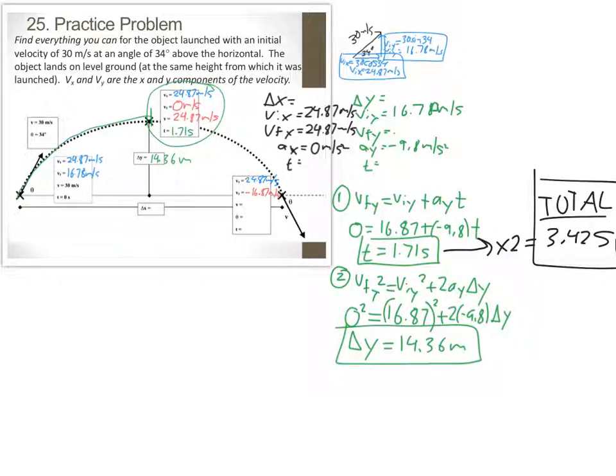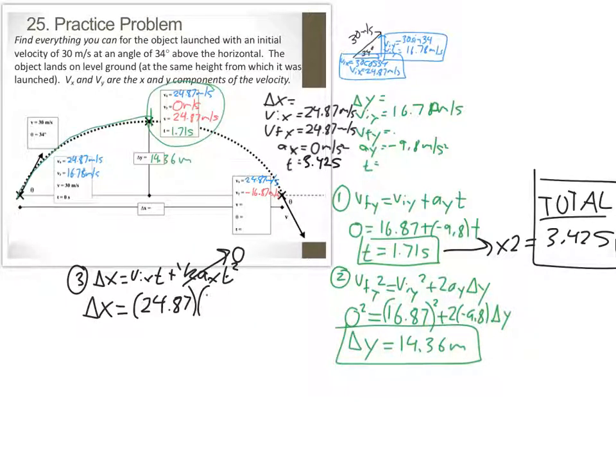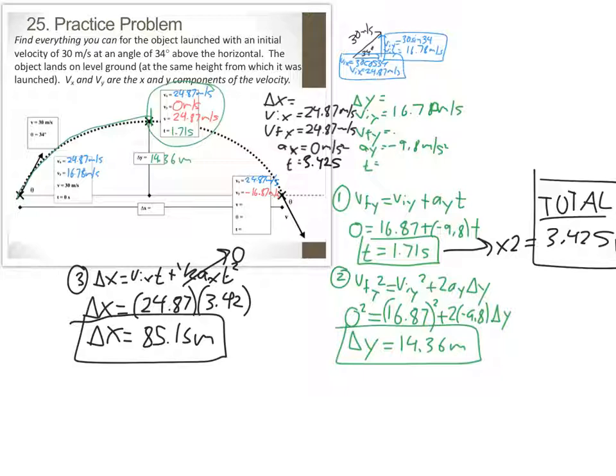Okay, so that's the time that I'm going to use here with my x information to solve for some things in the x direction. So I'm going to use my delta x equation. That second term goes away because my x acceleration is 0, and so I get that delta x is going to be 24.87 times that total time in air, 3.42, and I get an x displacement of 85.15 meters.